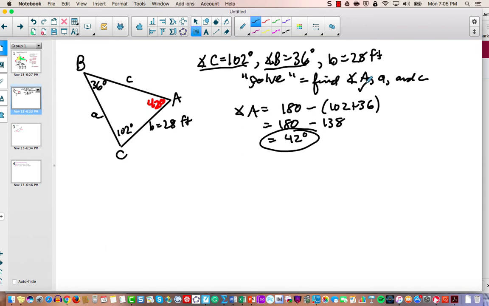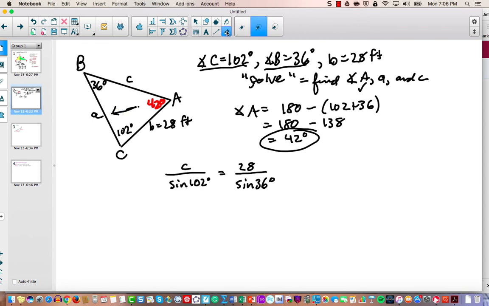Now let's set up a proportion using the law of sines to find little c next. To find little c, I would put little c over the sine of 102 degrees and set that equal to little b, which is 28 feet, over the sine of 36 degrees. I could have also used angle A, but I don't know the side opposite angle A yet, so this proportion would not have been as good. In fact, it would not have worked out at all.